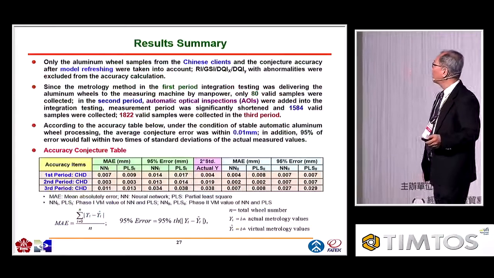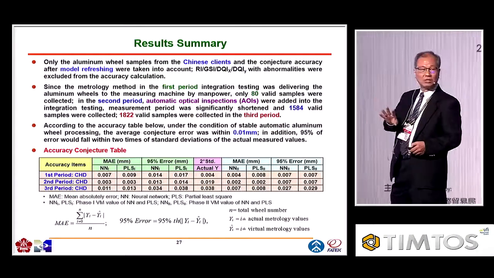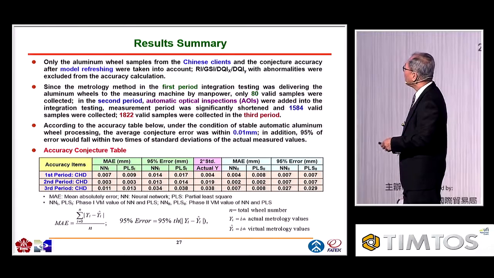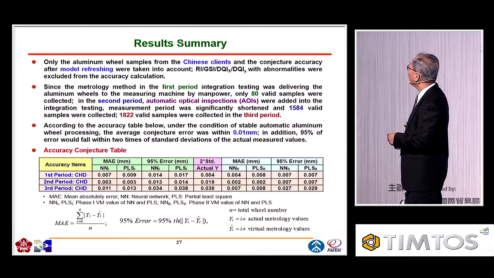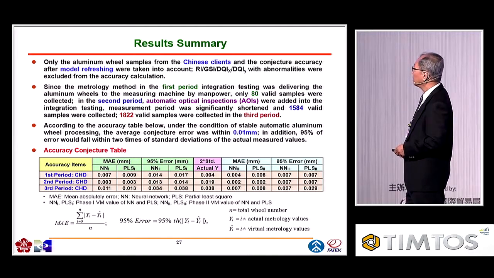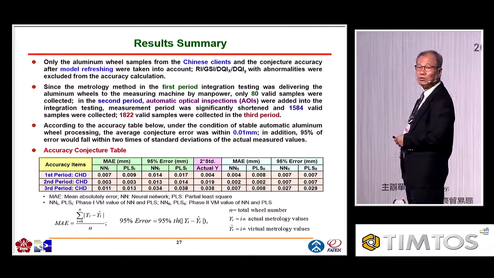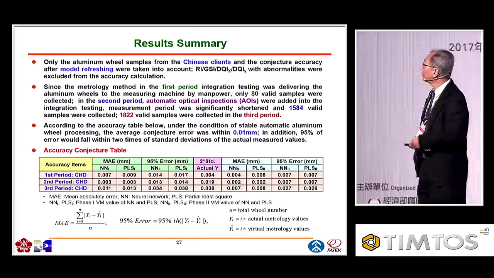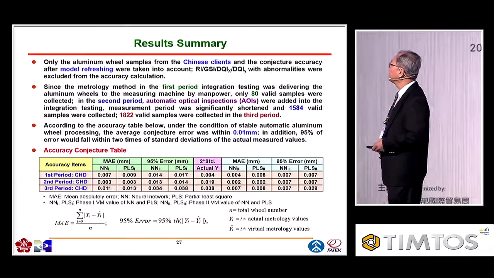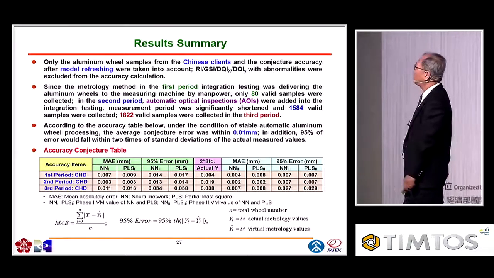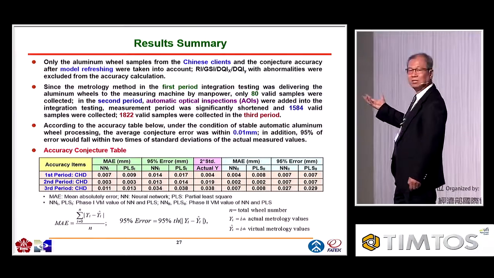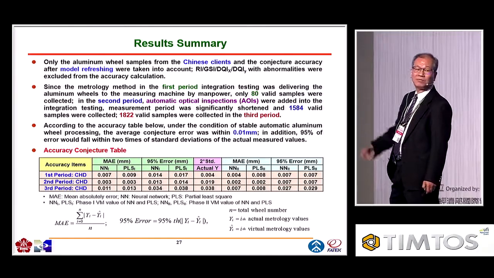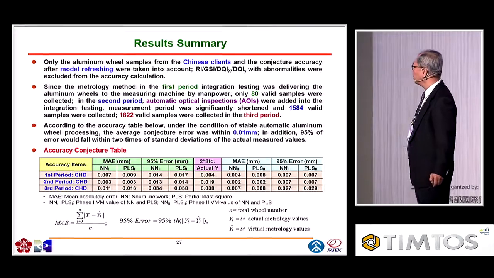After the 3 periods of testing, according to the accuracy table shown here, under the condition of stable automatic wheel processing, the average contextual error is just within 0.01 millimeter. So the customer is very satisfied. They like this very much. In other words, the quality of the measurement of virtual metrology is about the same as physical measurement.